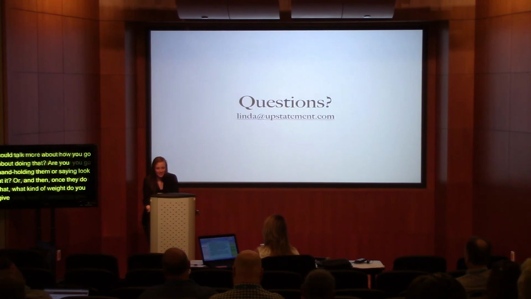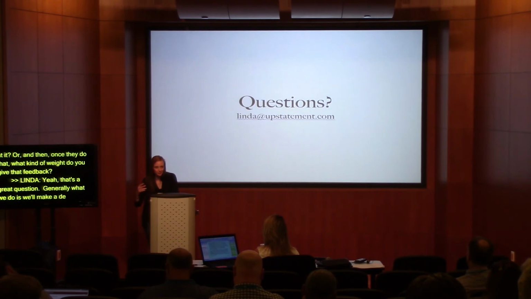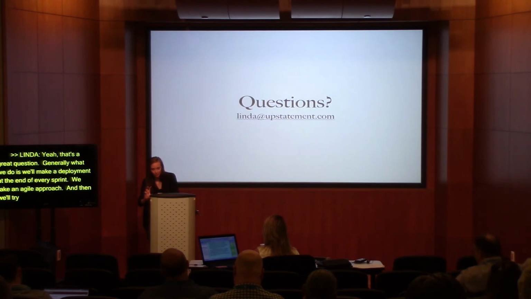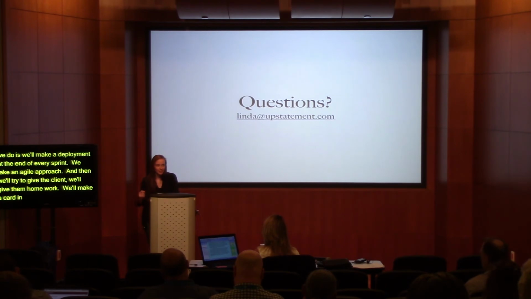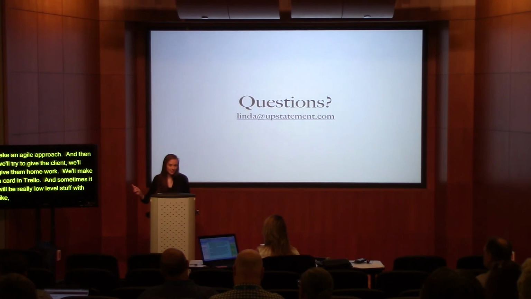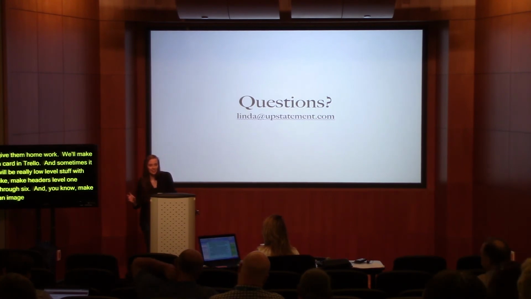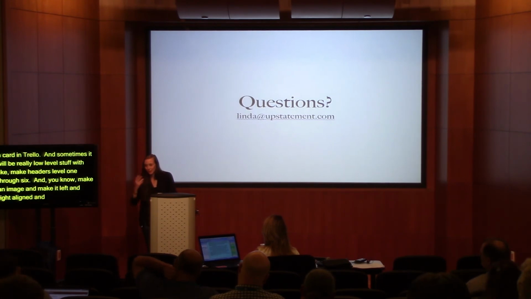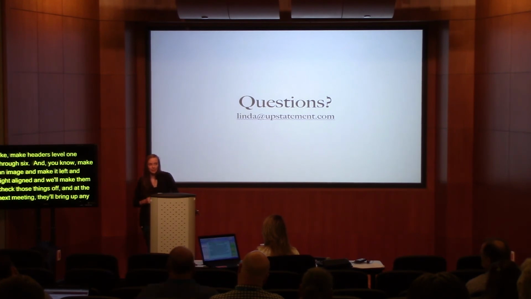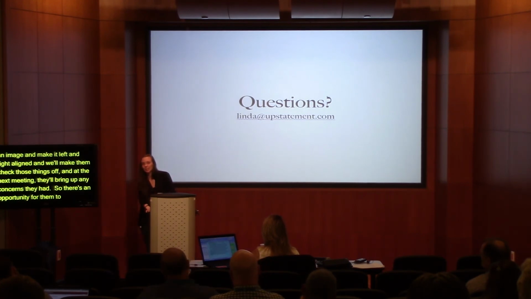Yeah, that's a great question. Generally what we do is we'll make a deployment at the end of every sprint. We sort of take an agile approach. And then we'll give the client homework. We'll make a card in Trello that's like, this is what you need to do this week with the tools we just built. Sometimes it'll be really low-level stuff, like make headers level 1 through 6, and make an image and make it left-aligned and right-aligned. We'll make them check those things off, and then at our next meeting, they'll bring up any concerns they had. So there's an opportunity for them to give that feedback almost continuously.